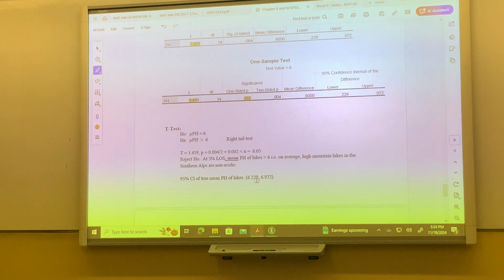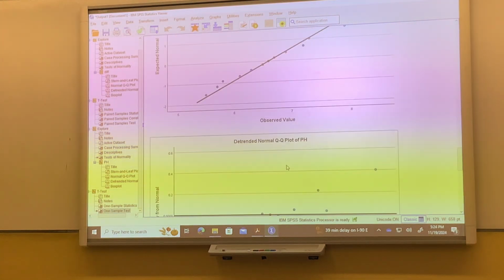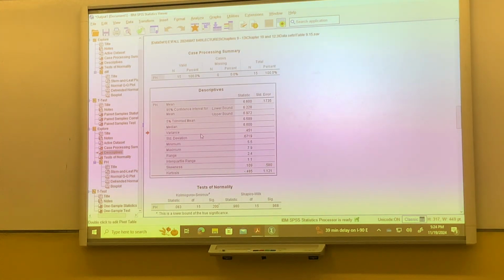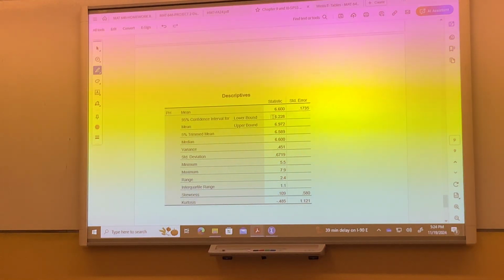Okay, now your 95% confidence level is not this. Here, this gives you the confidence interval for a difference, so don't write this. Go back to your output, and when you did the normality test, you have the descriptive table, this one. Copy and paste this one, the whole descriptive table that comes from Explore. So copy and paste that. This is the confidence level. This is the lower limit, this is the upper limit. So 95% confidence, true mean pH of those lakes is between 6.22 and 6.97.